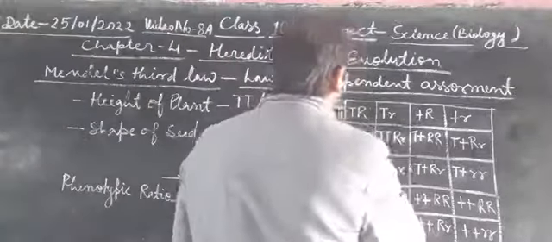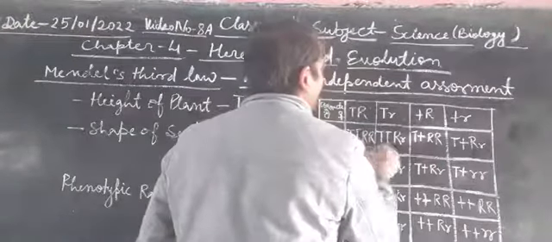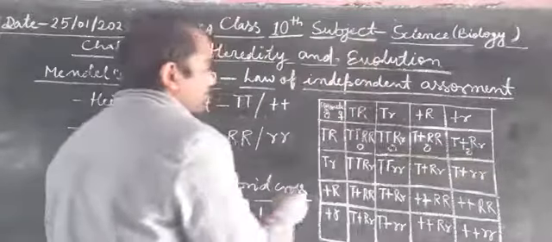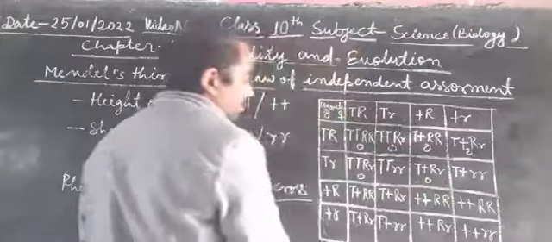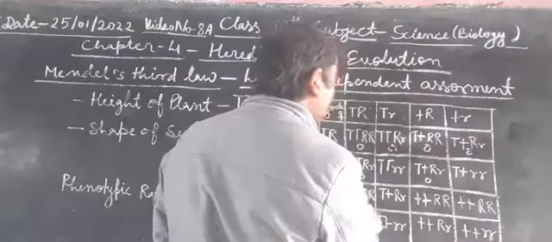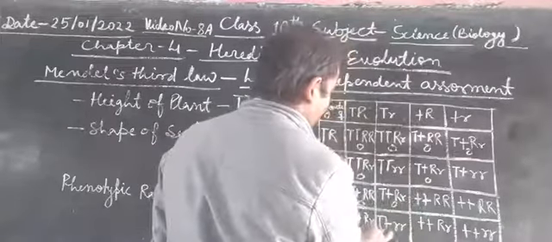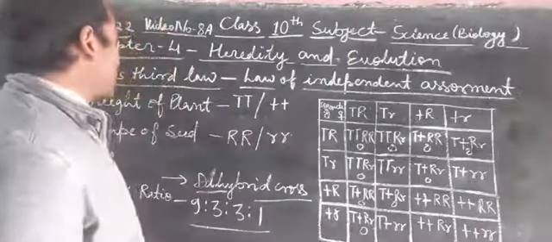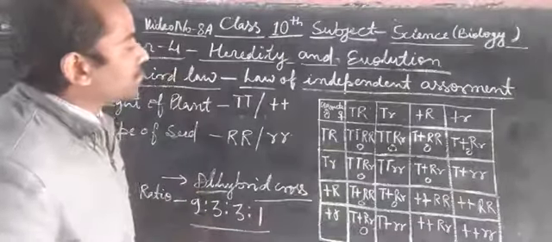So here, okay, tall round, suppose that this is a tall round, 1, 2, 3, 4, okay, 5, 6, 7, 8, 9. How many tall and round plants? 9. Okay, that will be represented by the letter O.